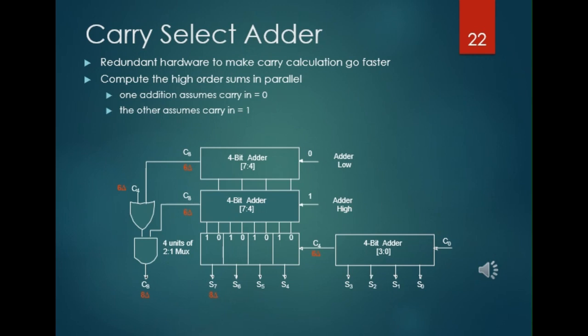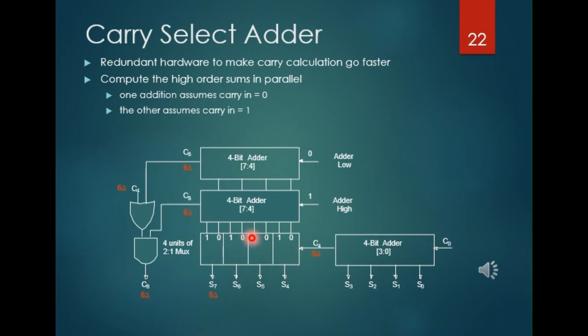Let's look at the last type of adder called carry select adder. Carry select adder will use redundant hardware to make the calculation faster. So what is meant by redundant hardware? Let's say you want to implement an 8-bit adder. So you split the adder into two, the lower 4-bit and the upper 4-bit.